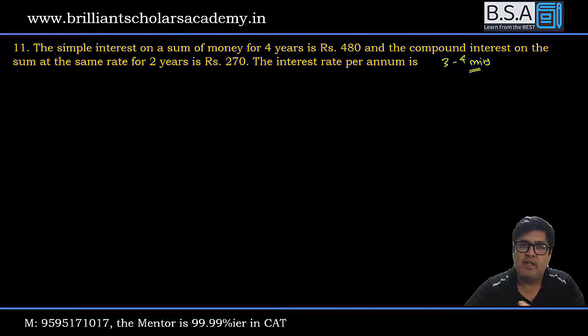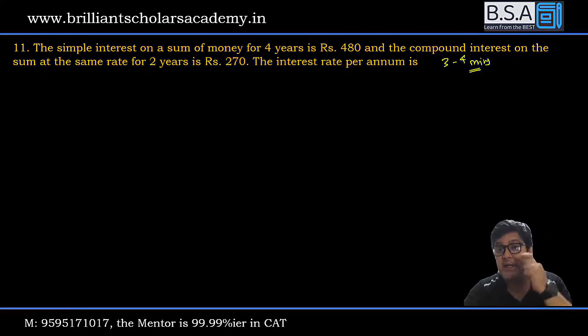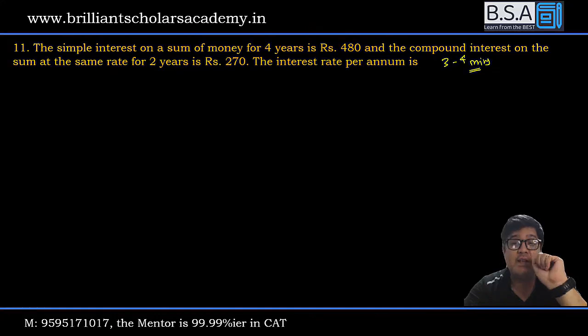Simple interest on a sum of money for 4 years is rupees 480. Compound interest on the same sum after 2 years is 270. What is the rate of interest per annum? You could also find how much is the starting principal.